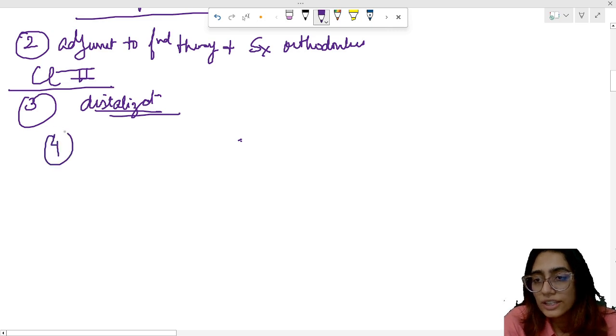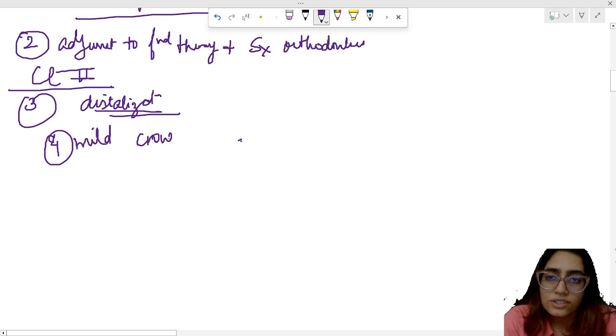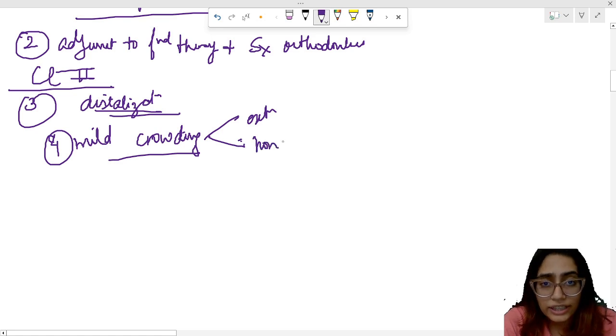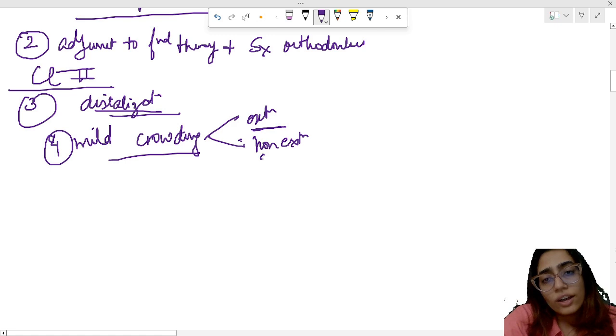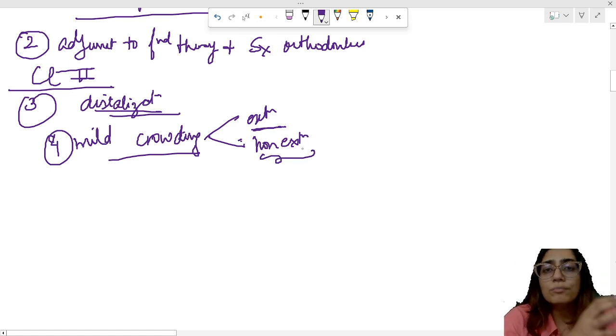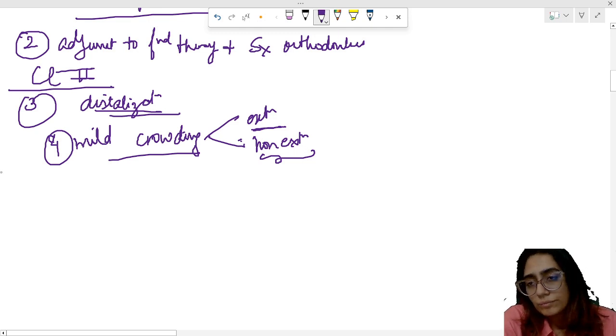The fourth indication is mild crowding. So after we have done the diagnosis, and when we are planning the treatment, it is very important to differentiate between an extraction and non-extraction case, right? Because extraction therapy is invasive. So for non-extraction modalities, expansion is one of them, because mild crowding can be resolved with some amount of expansion in the arch because it will give us space.